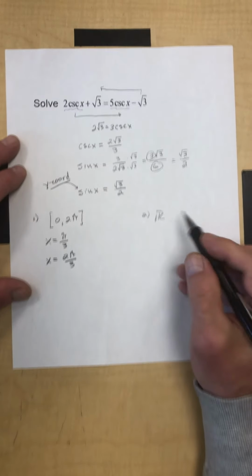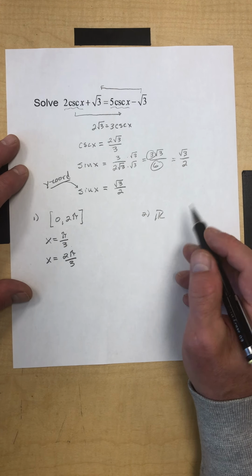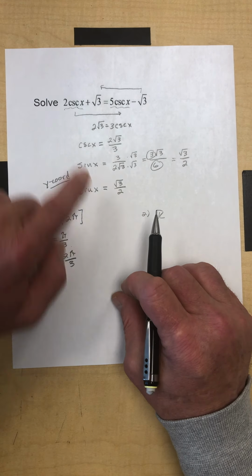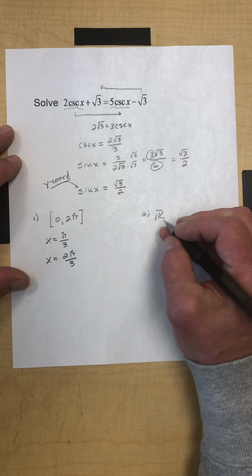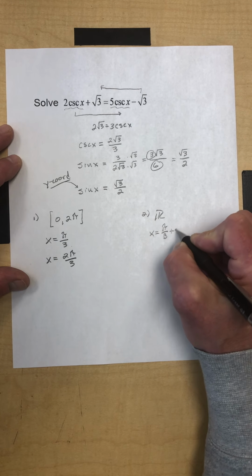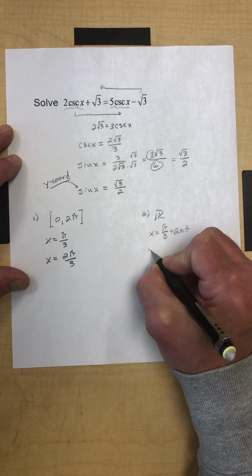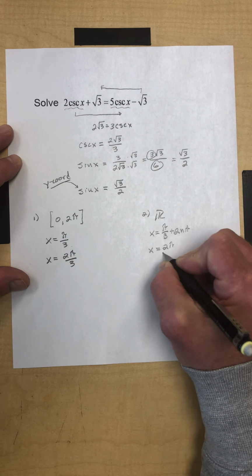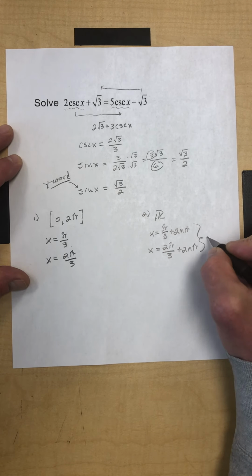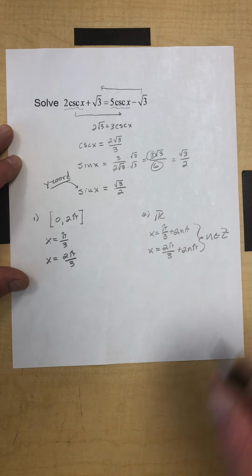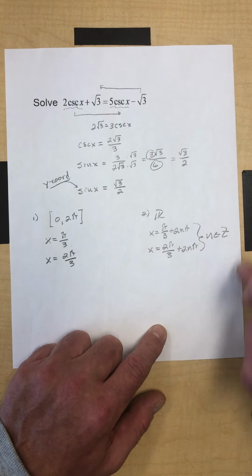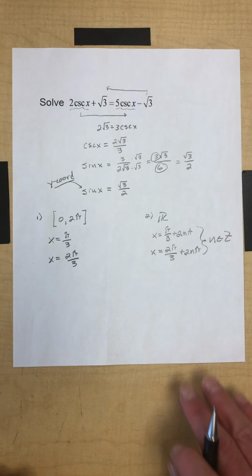Okay. So if we're going over the set of real numbers, then I would have to add multiples now of 2 pi, because we would have to go all the way around the horn to get another one. So that would be x equals pi over 3 plus 2n pi, or x equals 2 pi over 3 plus 2n pi, where once again n is an integer, and that accounts for not only rotating in a negative direction, but also rotating in a positive direction. Okay, so we're good there.